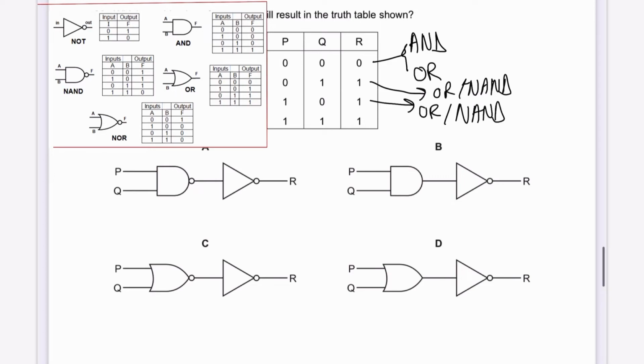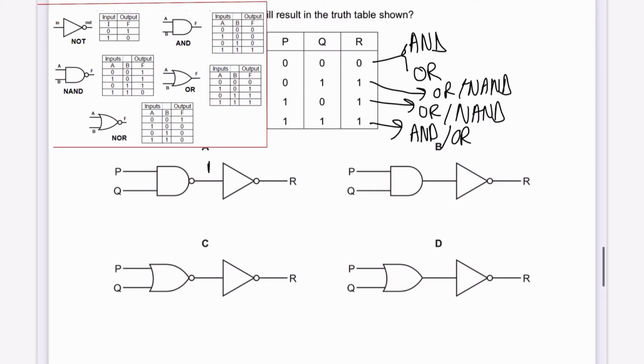Now, 1, 1 will give us a 1. This can be either an AND or an OR gate. Now, what will result in the truth table shown? It has to be one of these options. So first, let's talk about the AND gate. If we have P and Q, which is 0 and 0, into an AND gate, 0 and 0 will give us an output of 0. So the input will be 0.